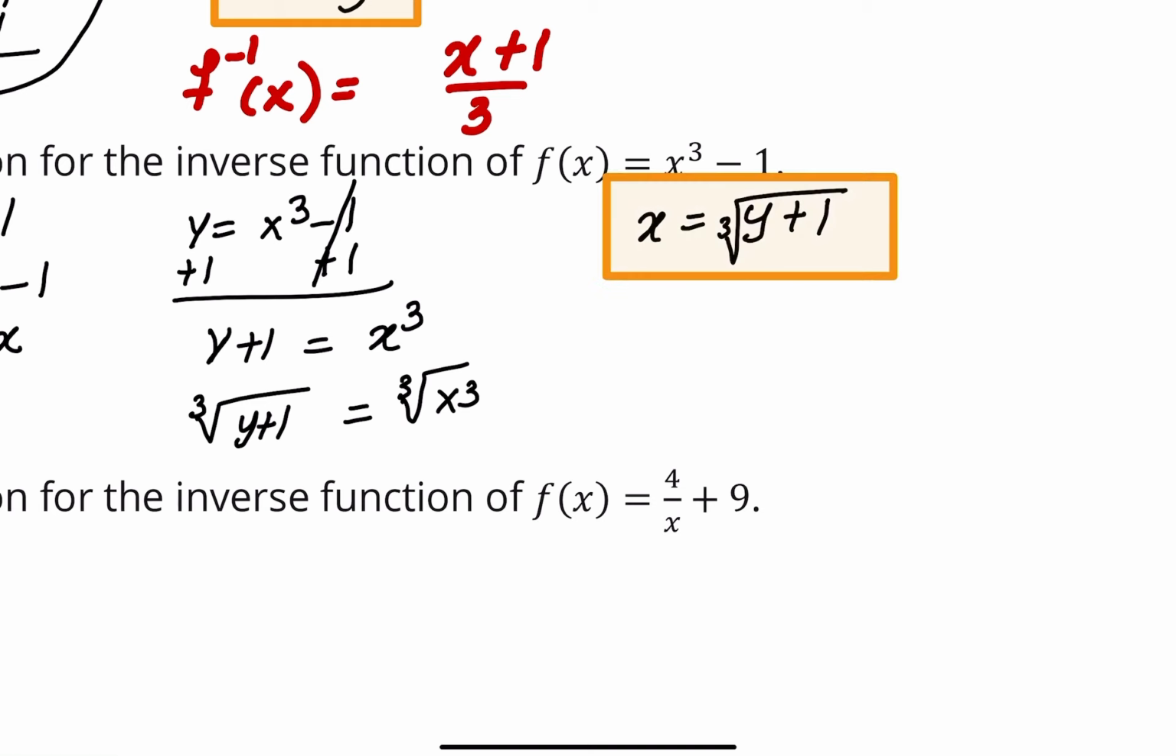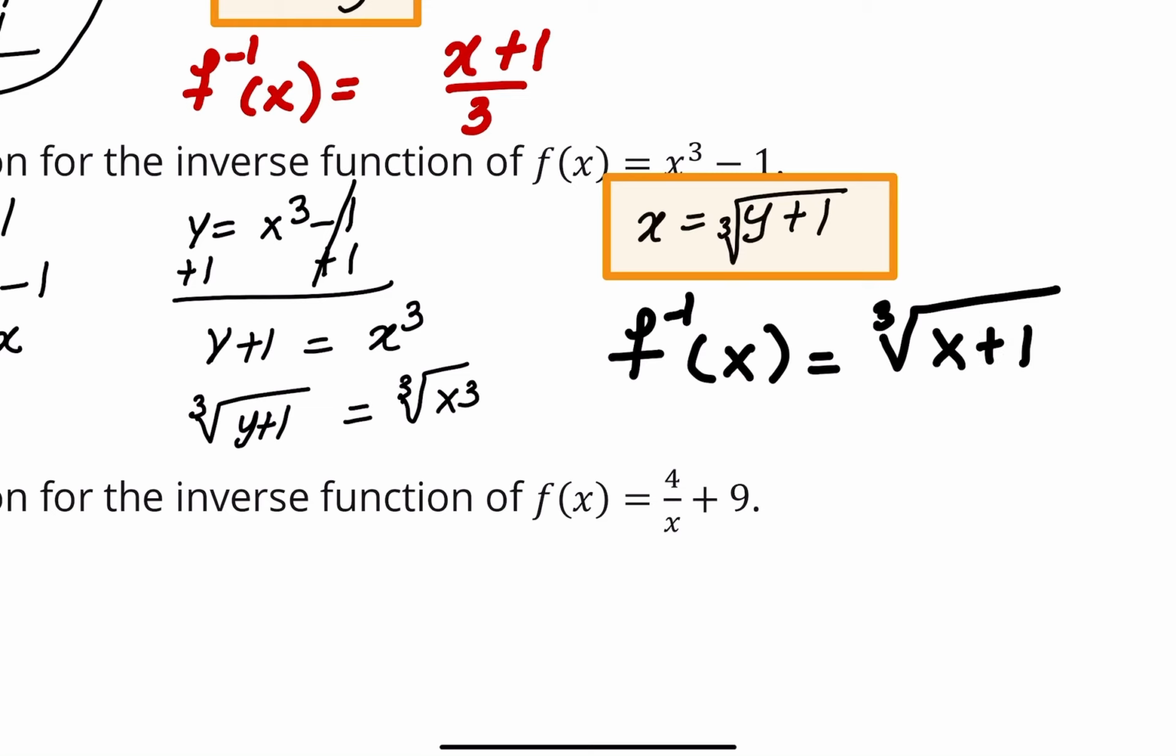You just have one more step. What is your step? You write your f inverse of x is equal to, remember, you cannot have any y's. What do you write this as? The cube root of x plus 1. You have to replace your y with x. And this will be your final answer.